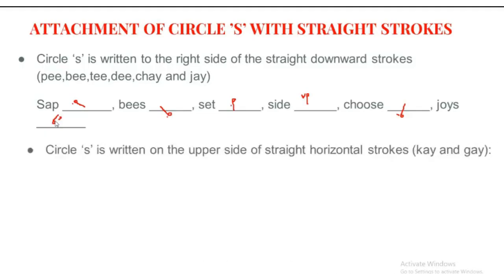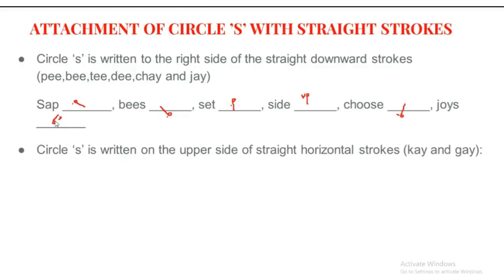Circle S is written on the upper side of straight horizontal strokes, that is K and G. मतलब कि दोनों केस में K स्ट्रोक है और S सर्कल है. It will be written on the line. In case of seek, S circle is written initially, K and vowel will be written above K finally. Goes, G stroke and S circle, it will be written above the line. First, please.